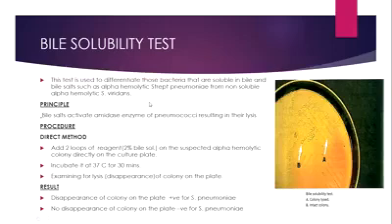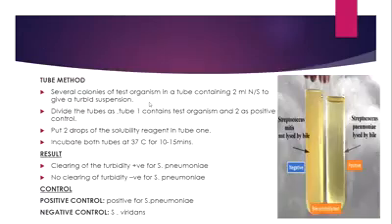The principle of this test is that the bile salts, the reagent, actually activate the amidase enzyme of the pneumococci that results in its lysis. That means autolysis of the bacterial colonies. Okay, the procedure: we have two types of methods here, the direct method and the tube method.